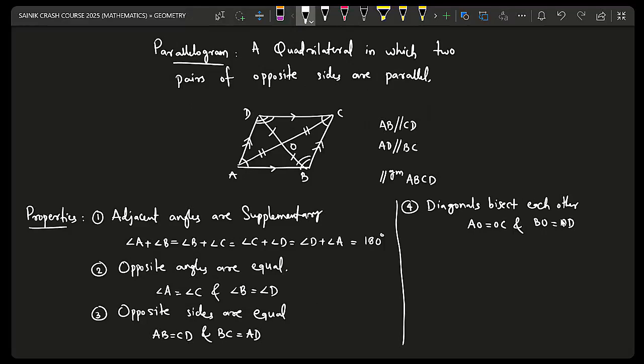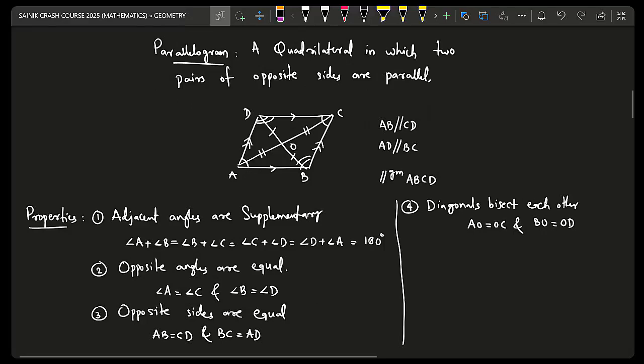So this is about adjacent angles, opposite sides, and diagonals bisect each other. Okay. So this is about parallelogram properties. So students, any doubts in trapezium and parallelogram? You can raise a hand. Yes, students, any doubts in first two figures?